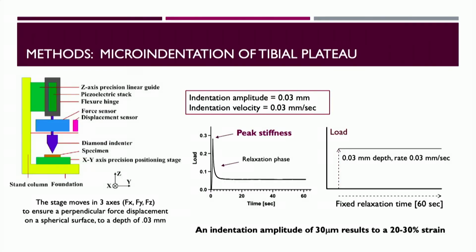So this is the method of microindentation. So instead of pulling a tendon now, we're compressing the cartilages. And this was done with a microindenter, so that we microindented the surface of the entire tibial plateau and took measurements. And this is what you'll see. So it indented at this certain velocity and at that amplitude of 30 microns. 30 microns in the mouse is equivalent to 20 to 30% strain, which is actually a pretty significant strain on cartilages. And then what we see is it develops a peak stiffness.